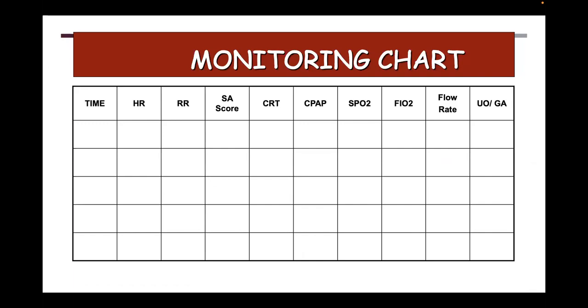So this is the monitoring chart for CPAP, where we should have monitoring charts, and baby should be monitored every 2 to 4 hourly, depending on how sick the patient is. This includes heart rate, respiratory rate, SAS score, which is a score used to monitor respiratory distress, based on upper chest, lower chest retractions, xiphoid retractions, grunt and nasal flaring. And then we have CRT, CPAP pressure, saturation, FiO2, flow, and abdominal girth.